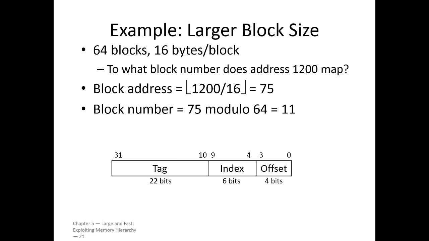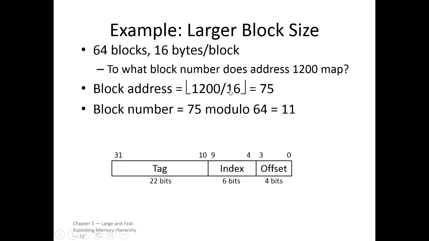All right, let's do some more math for an example. In this case, we have a larger block size and more memory. Let's say you have a block address of 1200. Here are your entry parameters: 64 blocks, 16 bytes a block. Here's the question: what block number does address 1200 map to? Out in your main memory, block 1200, obviously you've got a lot of memory there.